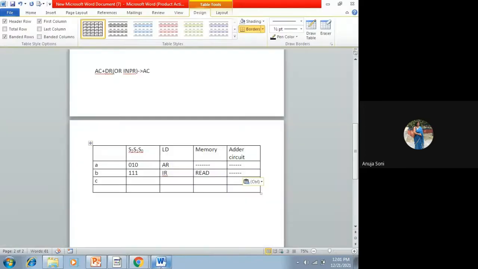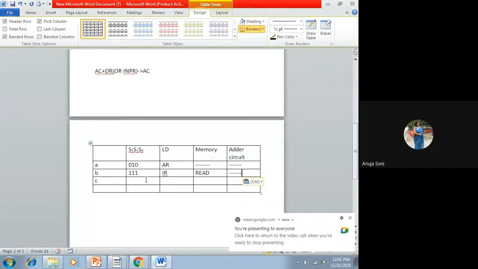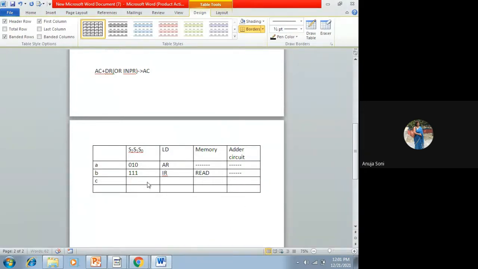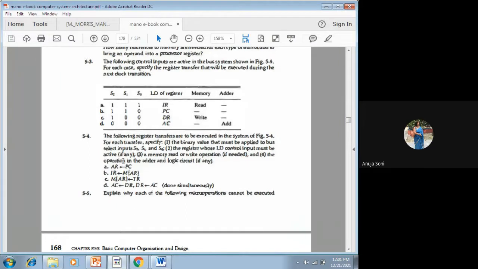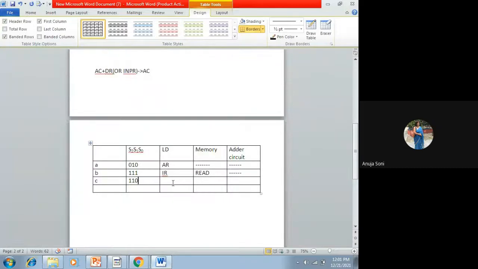So which number is written? That was 6. So the value of S0, S1, S2 will become 6. 6 is basically 1, 1, 0. And data has to be read from which register, as given in the problem? It was TR. Data will be read from TR and it will be transferred to memory. That value of S0, S1, S2 as and when it will become 6, data will be read from TR. It will be transferred to the common bus.